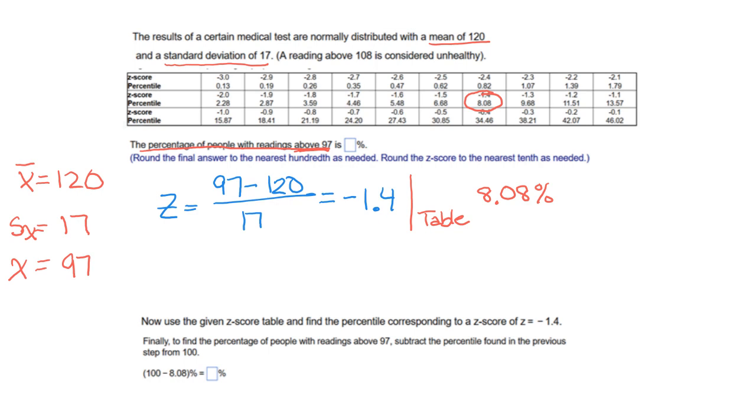We want to find the above 97, so we need to go to the right of that z-score. So in this case, we have one more step. We're going to take 100% minus 8.08%, and this will give us the area or the percentile above 97, which is a result of 91.92%.